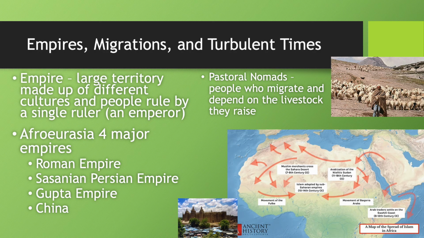Not everyone lived under an empire. We have what are called pastoral nomads. Those are people who migrate and depend on the livestock that they raise. You can see also Africa, though they didn't have what we consider in history a traditional empire, they had many kingdoms that functioned and had similar trade routes to Europe itself. So you can see many of the kingdoms of Africa, based on these trade routes and arrows, migrated just as it happened in Upper Europe and in Asia.